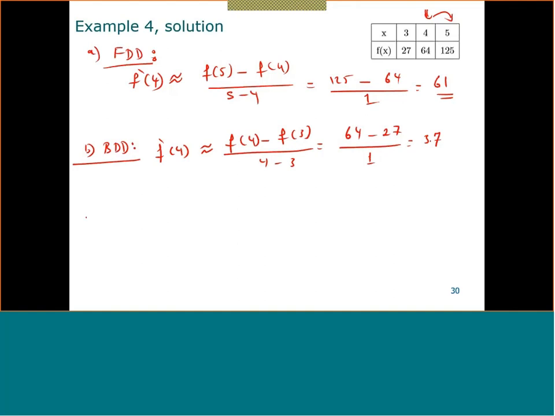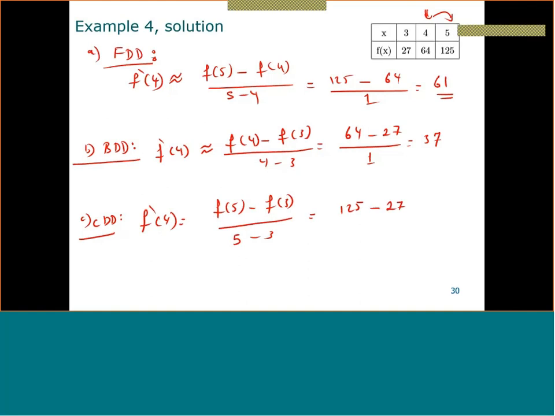And as we know, the CDD will always give us the average of these. So f prime of 4 will equal f of 5 minus f of 3 divided by 5 minus 3. And this equals 125 minus 27 divided by 2, and this gives us 49, or 48. Yeah.